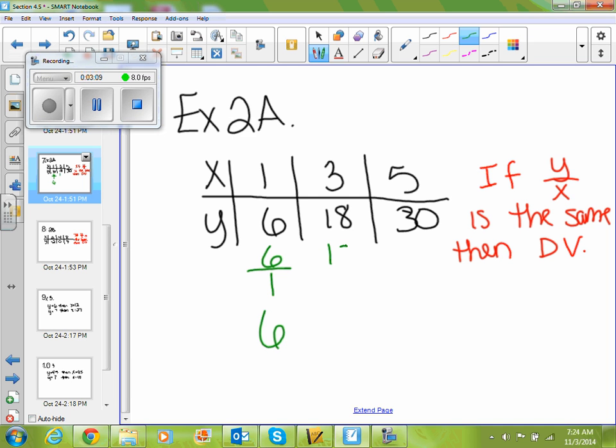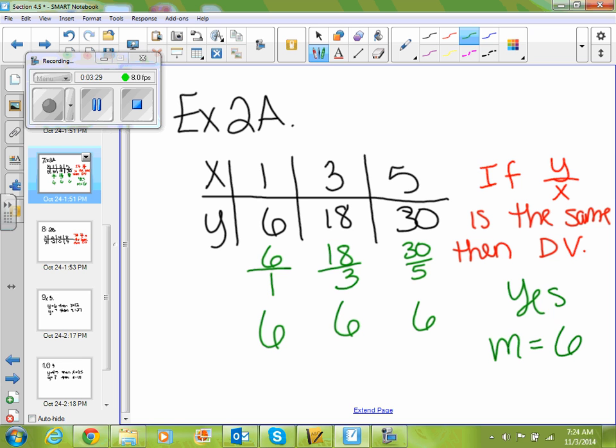If I do that for the second one, 18 over 3, well, 18 divided by 3 is 6. So I get 6 for the second one. And then lastly, 30 divided by 5 is 6. So I get 6 for my third one. Since all of these are the same, then we say yes, it's a direct variation. And my constant of variation is 6.